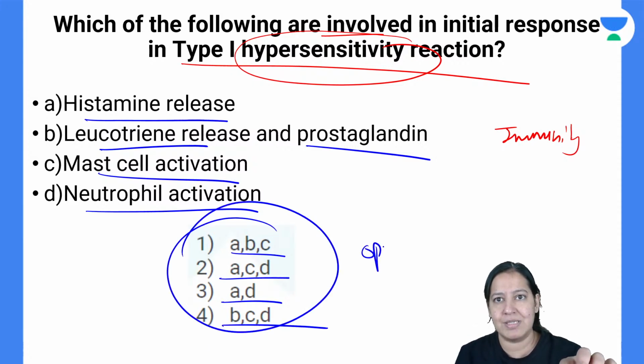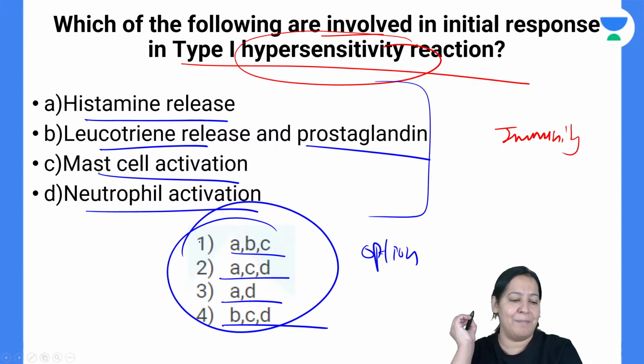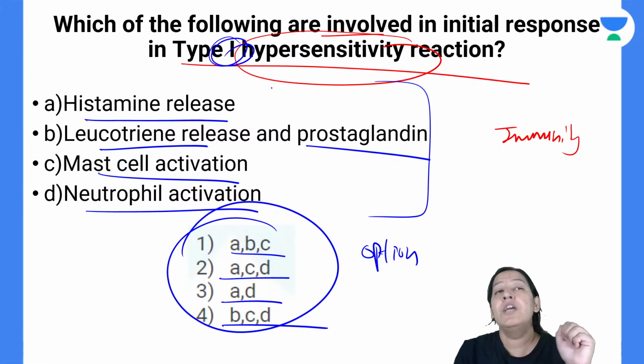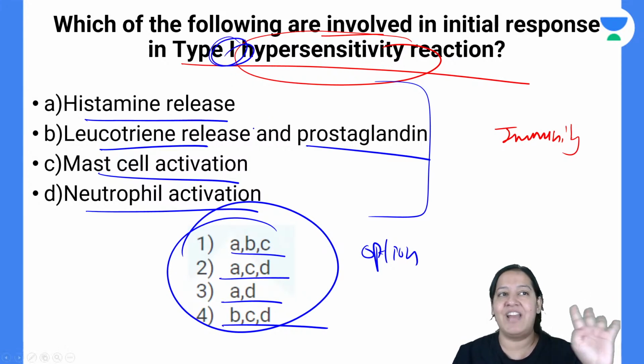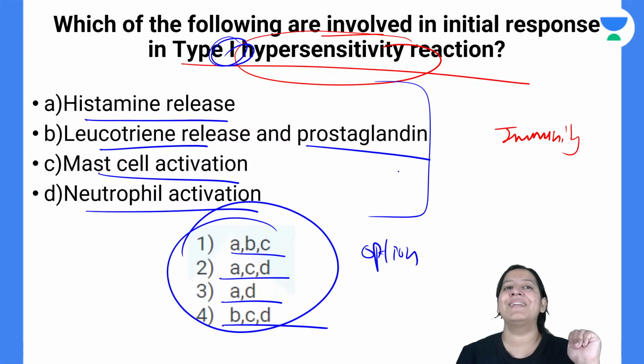These are your options. Select what is correct from these. Multiple options are correct. So select your options and tell me what is the correct answer. I'm asking about type 1 hypersensitivity. You should know the mechanism of type 1 hypersensitivity. Write your answer in the chat box. I can't see your answer. What is the correct answer here?